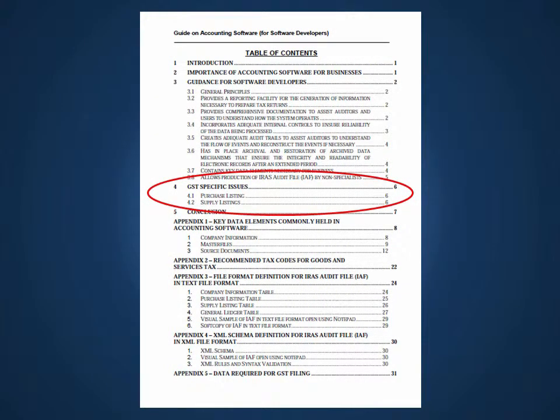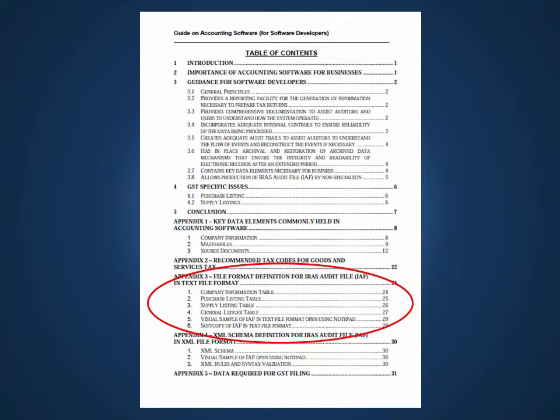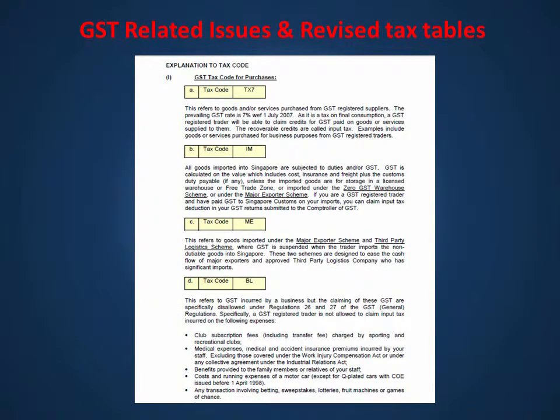This includes the purchase listing and supplies listings. If your system is not IRAS compliant, you will have to do these listings manually, and it is going to be time-consuming as well as costly. IRAS also requires you to submit an IRAS audit file in the prescribed format. So if you are not ready for all these, as IRAS moves towards e-submission, you will find yourself being caught off guard.